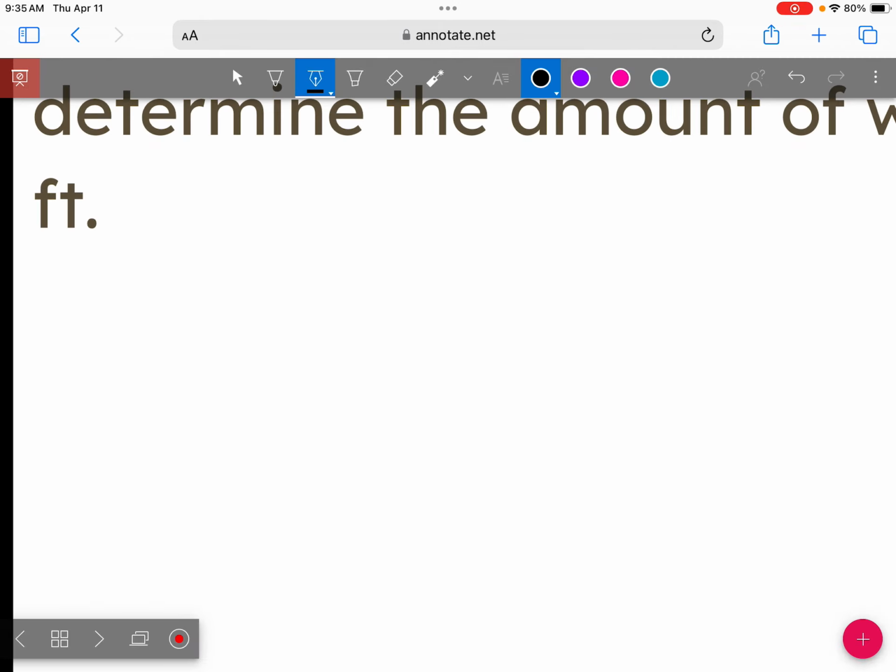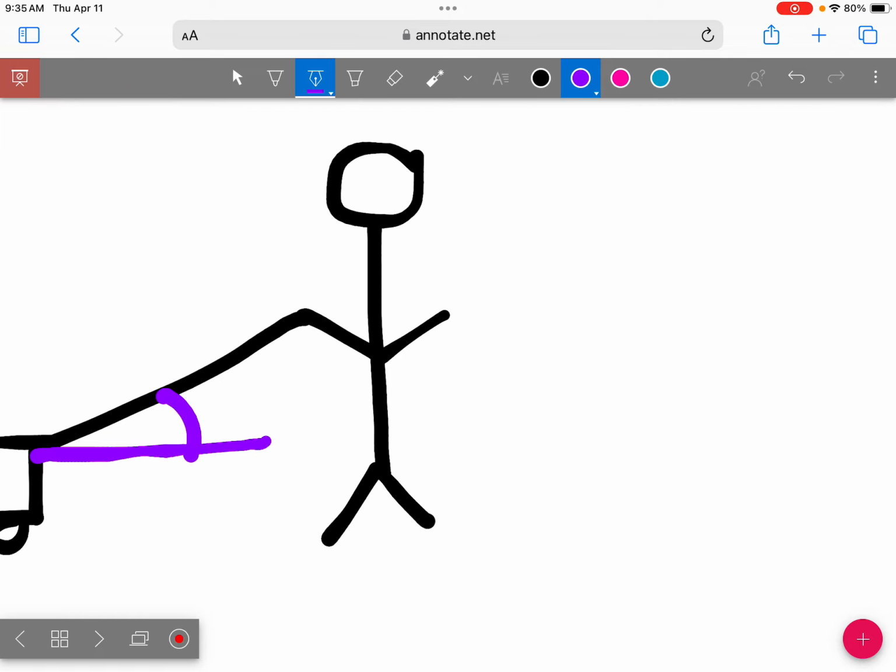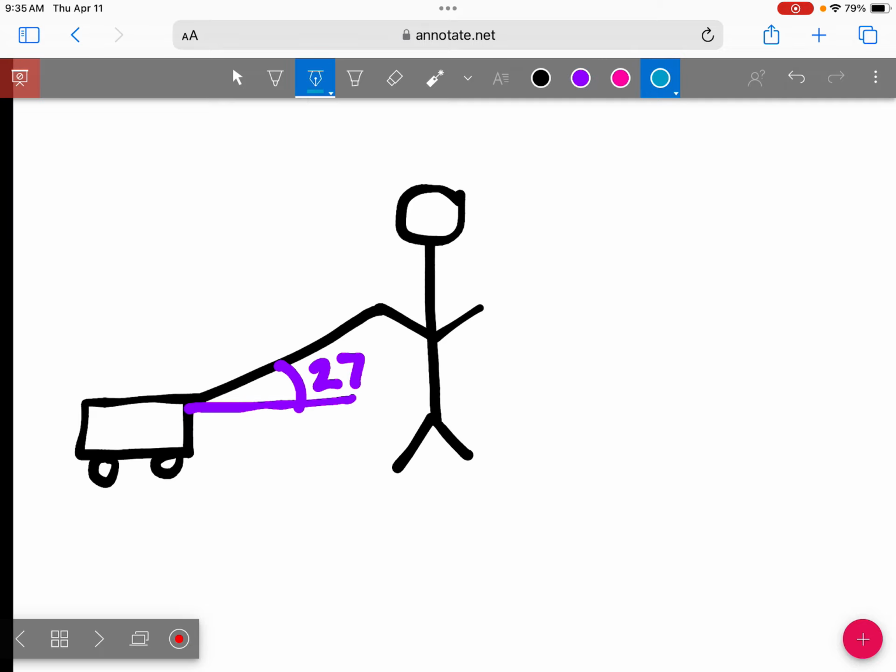So, naturally, I'm starting with a picture. So he's pulling a cart. Oh, we should probably give the cart some wheels. So he's got a cart. The cart is forming an angle of 27 degrees. And we are pulling the cart 30 feet. That's his goal.